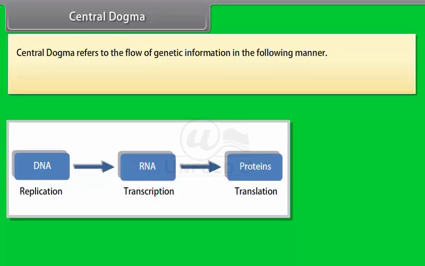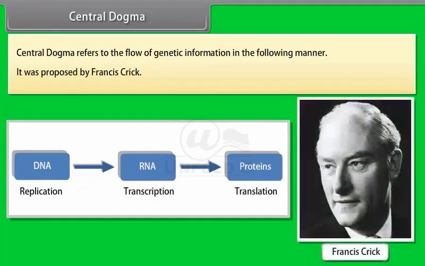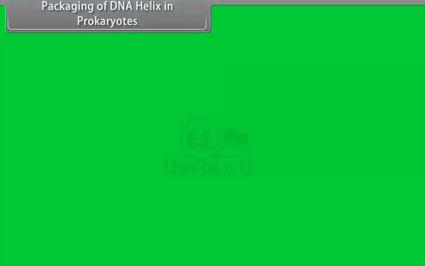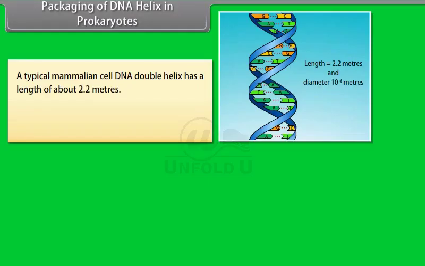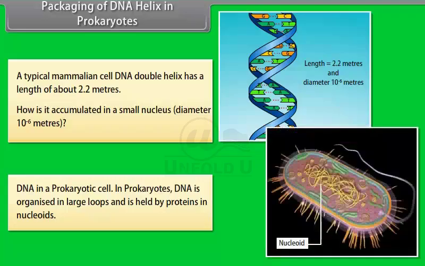Central dogma. Central dogma refers to the flow of genetic information in the following manner. It was proposed by Francis Crick. Packaging of DNA helix in prokaryotes. A typical mammalian cell DNA double helix has a length of about 2.2 meters. How is it accommodated in a small nucleus? In prokaryotes, DNA is organized in large loops and is held by proteins in nucleoids.